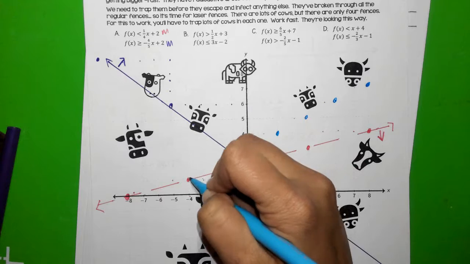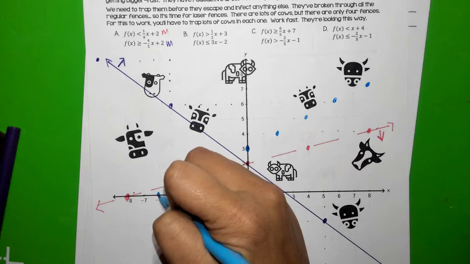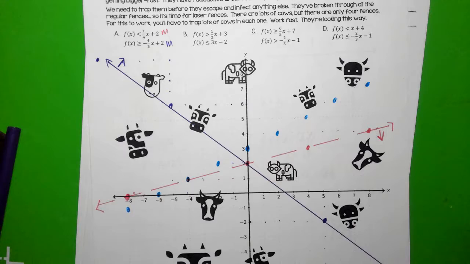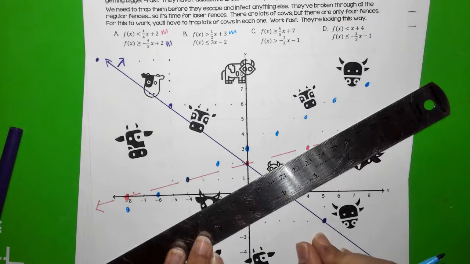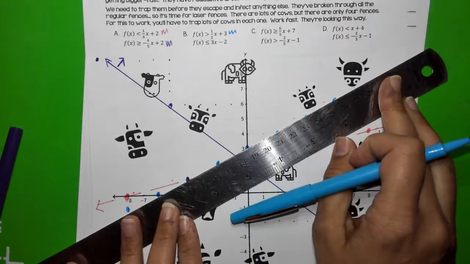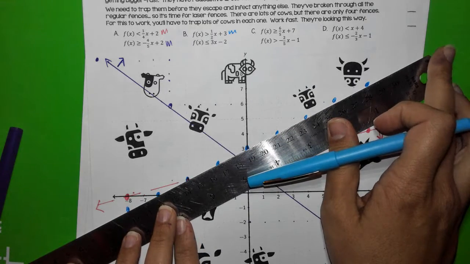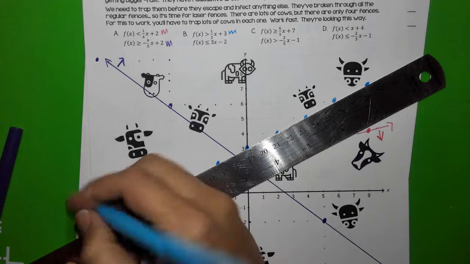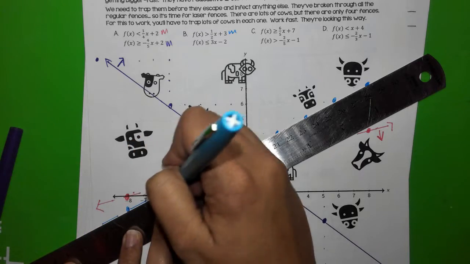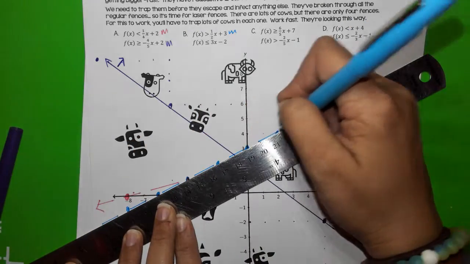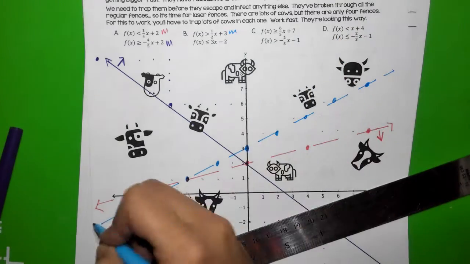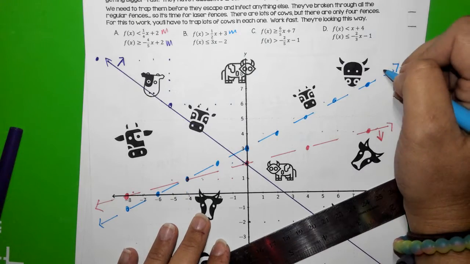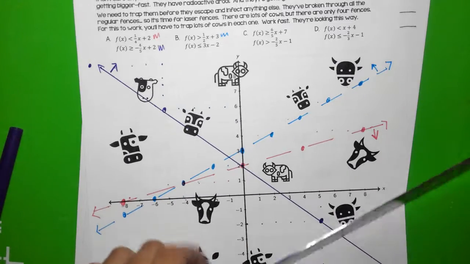Do we use different colors? I feel like it's going to help us in the long run, because we're going to have to figure out how to fence these cows in, right? Alright, is this going to be a solid or a dashed line? Dash. And we're going to be shading above this one, so I'm going to draw an arrow for up.